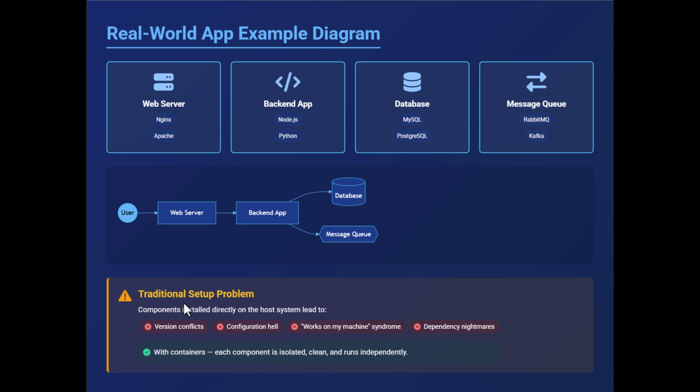Traditional setup problem, but there is a catch. When everything is installed directly on the host system, we run into problems, issues like version conflicts, configuration hell, works on my machine syndrome, dependency nightmares. Imagine your backend needs Node 18, but your coworker's system runs Node 16. The app might crash or behave unexpectedly. With containers like Docker, each component runs in its own clean and isolated environment, no more clashes or surprises.